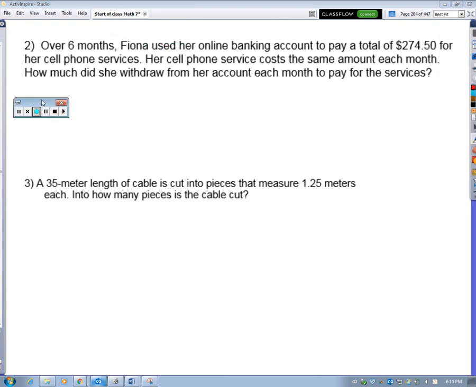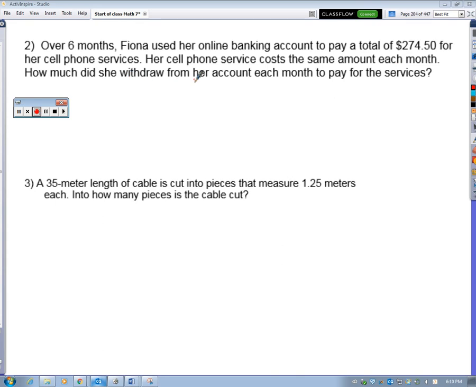Alright, problem number 2 says, over 6 months, Fiona used her online banking account to pay a total of $274.50 for her cell phone services. Okay, so picture that. She's using her cell phone for 6 months. It costs her that amount to use that cell phone. Her cell phone service costs the same each month. Okay, so this was for 6 months, and it costs the same for each month for all 6 of those.